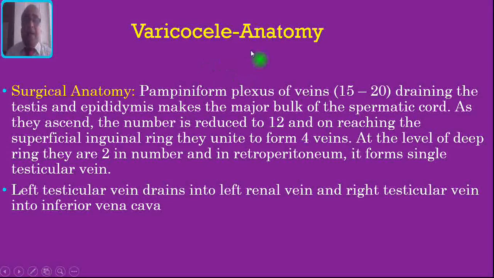episode. So let us first talk about the anatomy of varicocele, how the pampiniform plexus forms. The pampiniform plexus draining both the testis and epididymis makes the major bulk of the spermatic cord. Initially there will be around 15 to 20 veins in the pampiniform plexus. As they ascend upwards, the number is reduced to 12, and at the level of the superficial inguinal ring, there will be 4 veins. At the level of the deep inguinal ring, it will be 2 in number, and when it enters the retroperitoneum, these 2 veins will join together and form a single testicular vein.